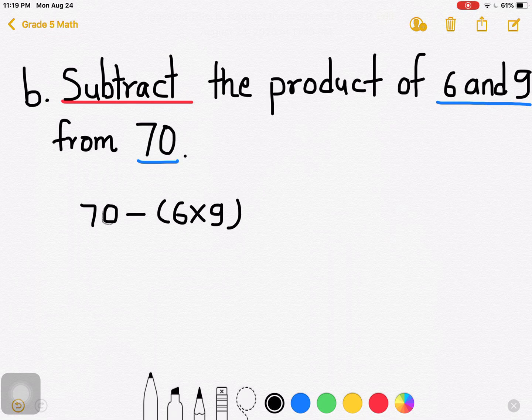Understood? We made the problem here. Subtract the product of 6 and 9 from 70. Now let's solve this. 70 minus 6 9s are 54. Now 70 minus 54, you will get 16. This is the answer. We have subtracted the product of 6 and 9 from 70 and the difference is 16.